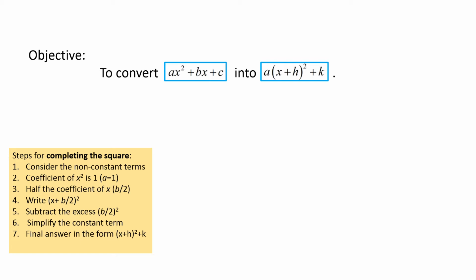Number 4. You will write a bracket containing x plus b over 2 from the above two steps and square the sum of them. Number 5. Subtract the excess, b over 2 squared. Number 6. You will simplify the constant term that you are left with. And finally, number 7. The final answer should be in the form (x plus h) squared plus k, multiplied with whatever a you have.